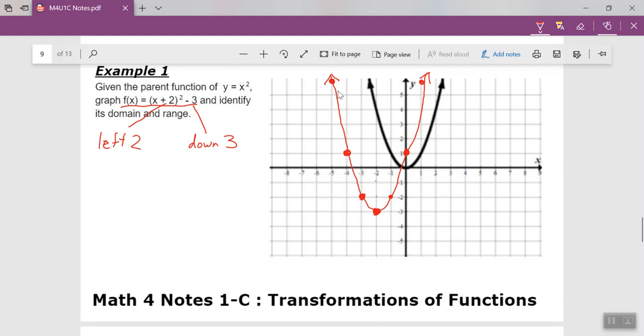All right, now they said identify the domain and the range. And they're asking about the new graph. And so the domain is going to go forever left and right. But the range does not drop any lower than -3. That's that down 3 business. So we're going to start at -3 and go towards positive infinity.